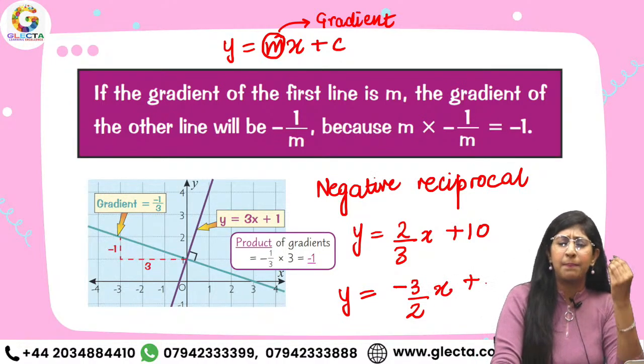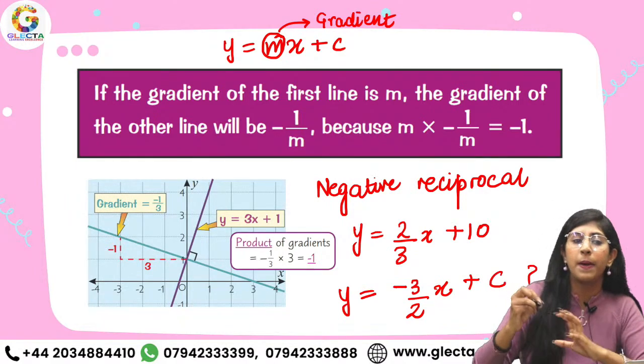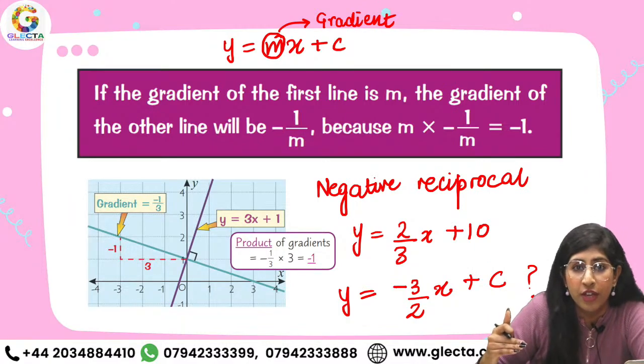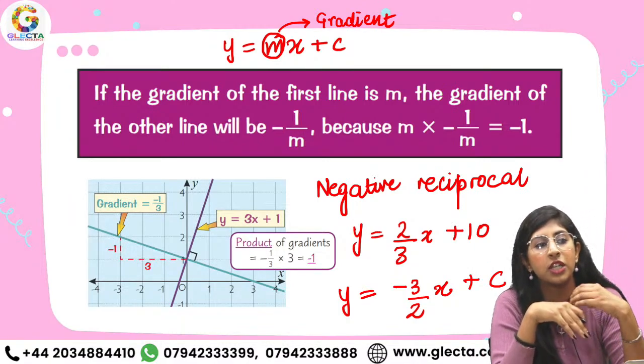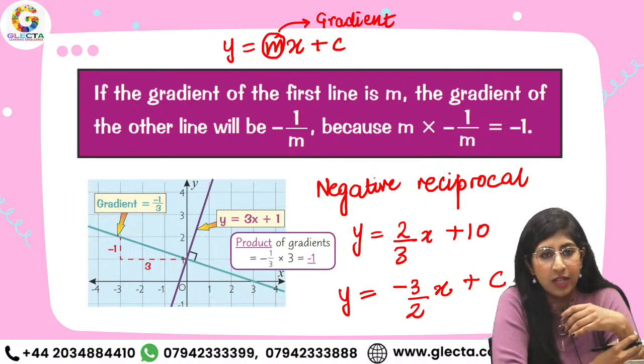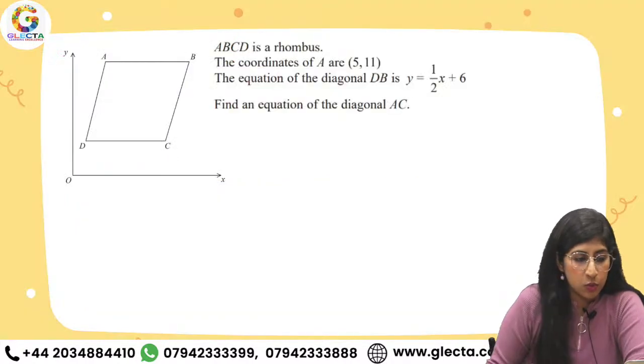Plus you can write anything, plus 100, minus 200, anything. So plus c. That would depend on question to question where you are solving it. So the condition would be particularly given to you in the question and accordingly you will have to solve it. Right? That's what we do. Okay, then coming to the next one.